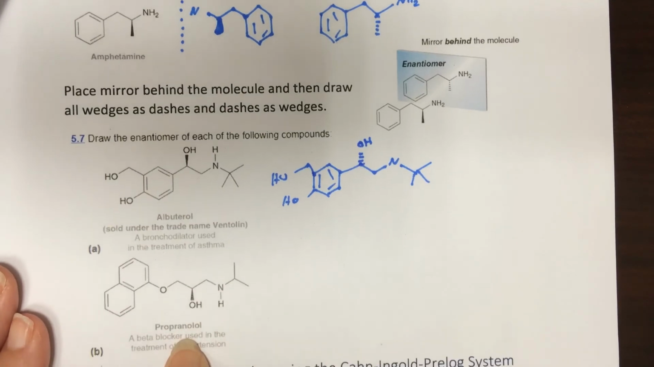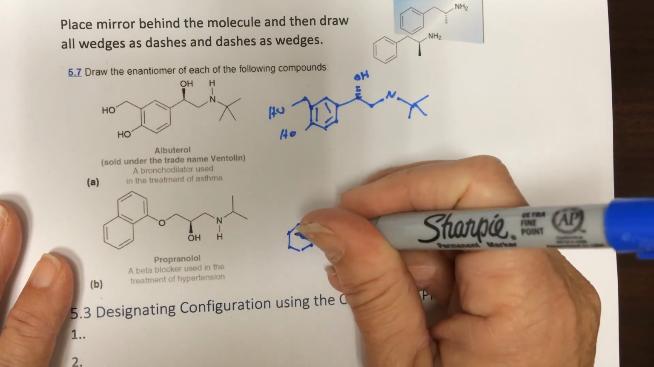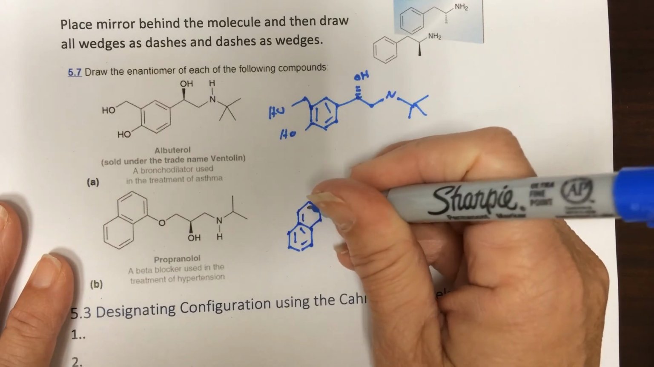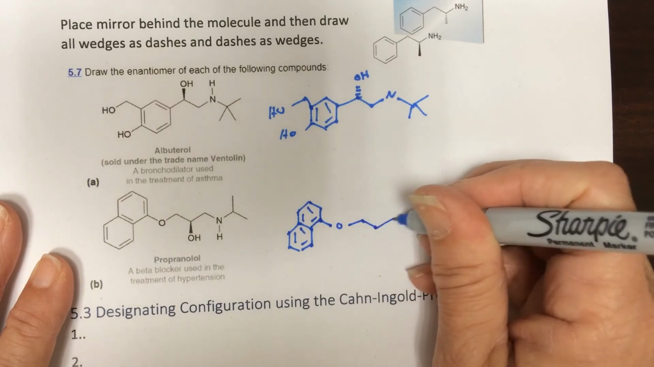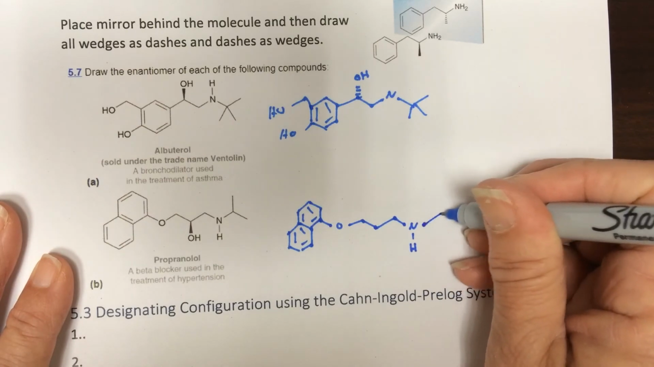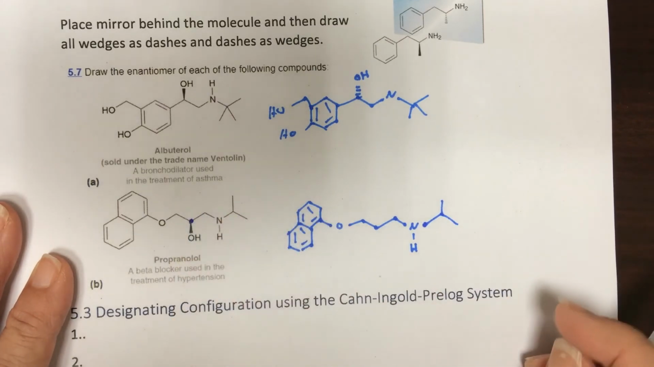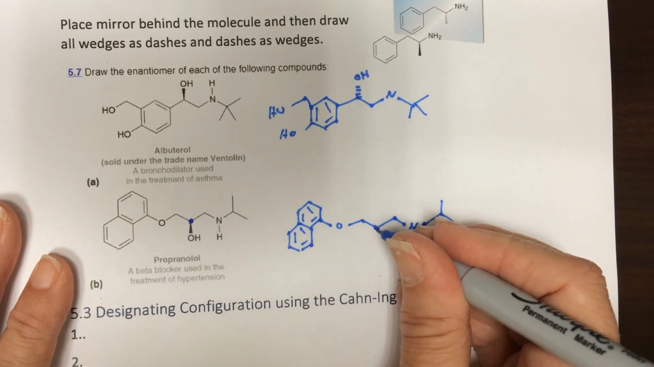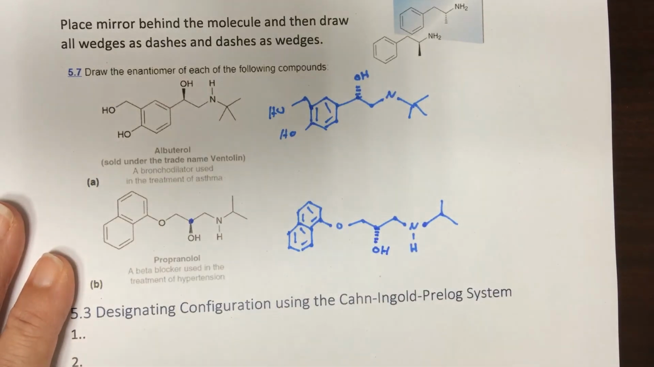So we could do the same thing with propanol. We'll draw our rings first. There's our ether. There's our amine. And there's the hydroxy. This is our chiral carbon. And instead of making it go toward me, I'll make it go away. And we have the enantiomer.